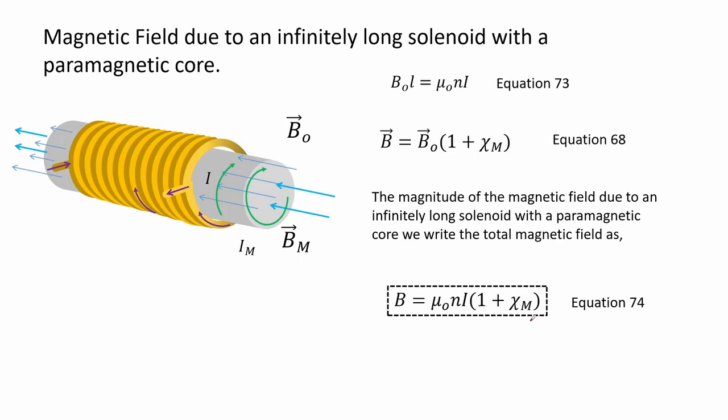Magnetic field due to an infinitely long solenoid with a paramagnetic core. We incorporate the previous calculation for an infinitely long solenoid magnetic field as shown in equation 73 in finding the total magnetic field for a solenoid with a paramagnetic core inside, and it is shown in equation 74.